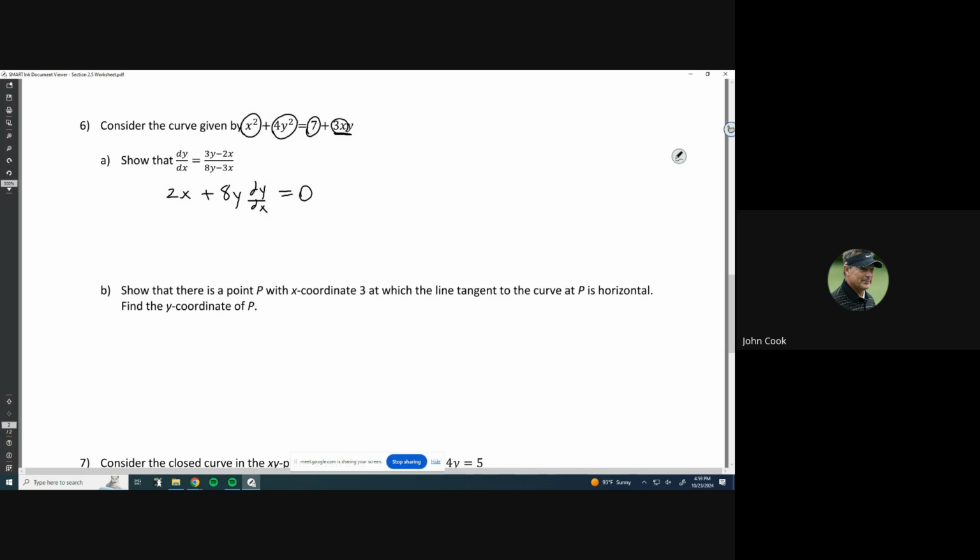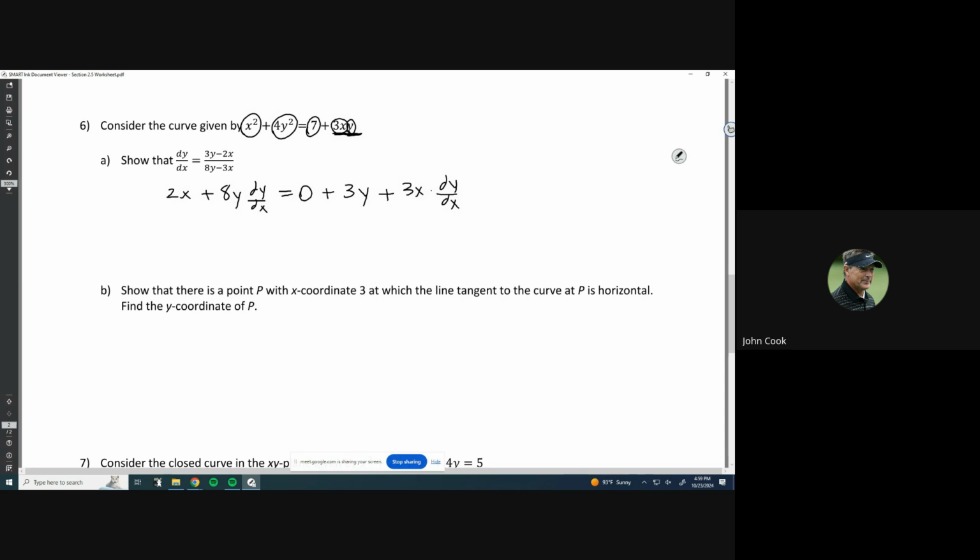One of my functions for the product rule is going to be 3x. The other one's going to be y. And then I do their little derivative trick. The derivative of 3x is just going to be a regular old 3, so 3y. And then the derivative of the y part is going to be dy/dx, so it's going to be 3x times dy/dx. All right, that's the first step.